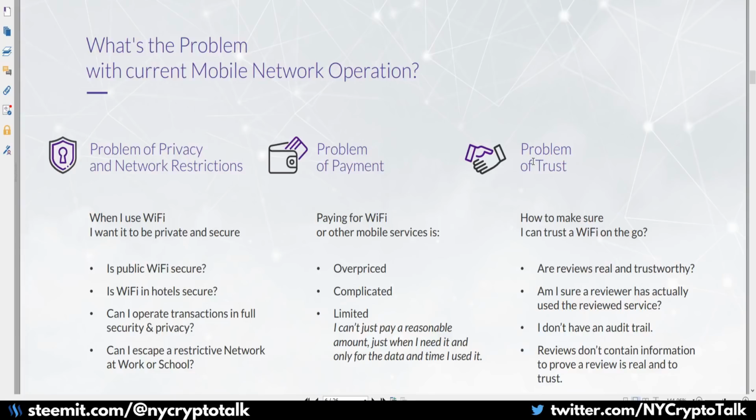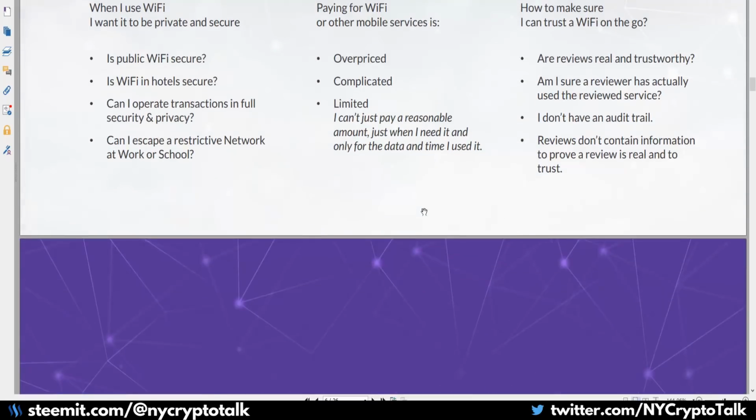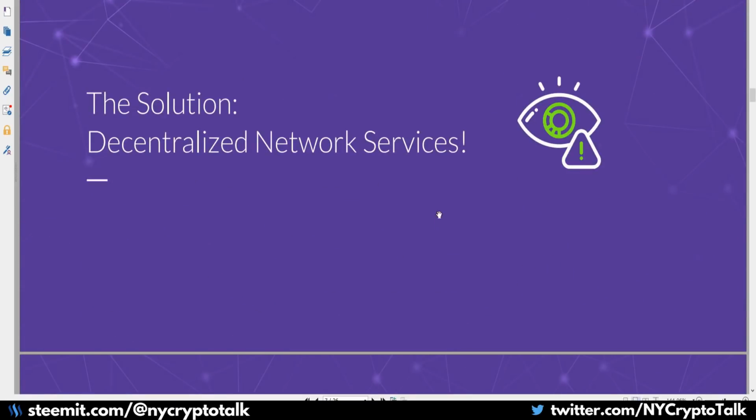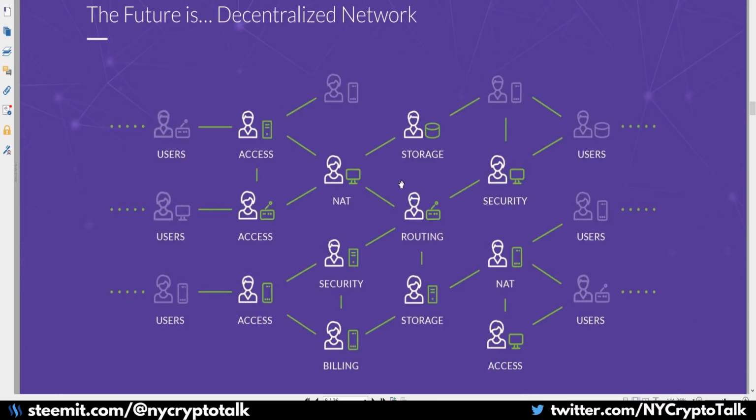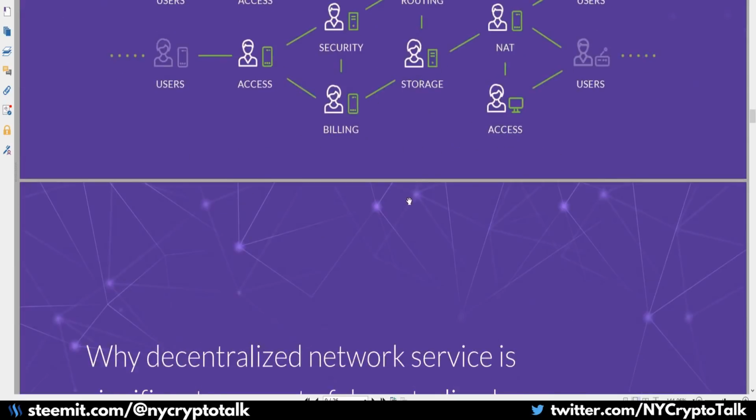How do you know it's secure? How do you know it's trustworthy? And this information is where QLC comes in, utilizing their VPN service and their Wi-Fi service and putting it on the blockchain. A good representation of how the decentralized network would work is the different users, the access, the security, the billing, the storage, the routing, and all this information going through the blockchain.